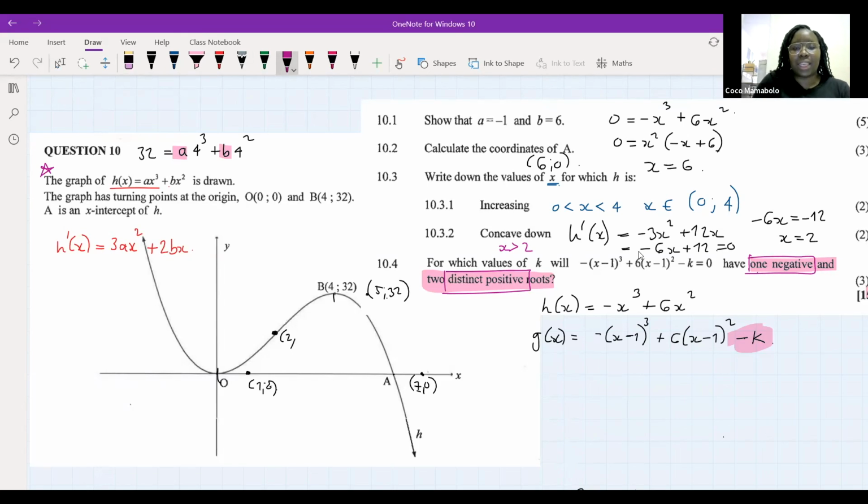So what they're actually saying is if we move our graph in this direction, we should get 1, 2, 3 new points. 2 of them will be positive, 1 of them will be negative. Now, the issue here is that we're going to get a new y-intercept. If I move my graph that way, I'm going to get a new y-intercept.